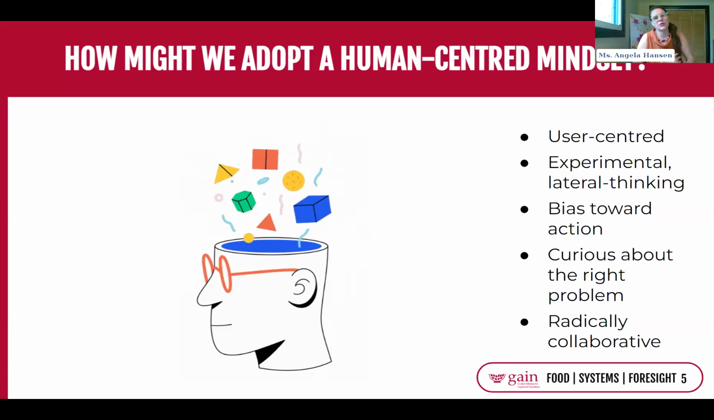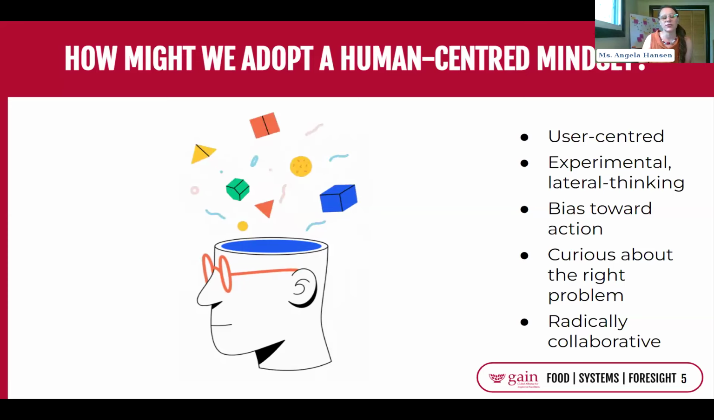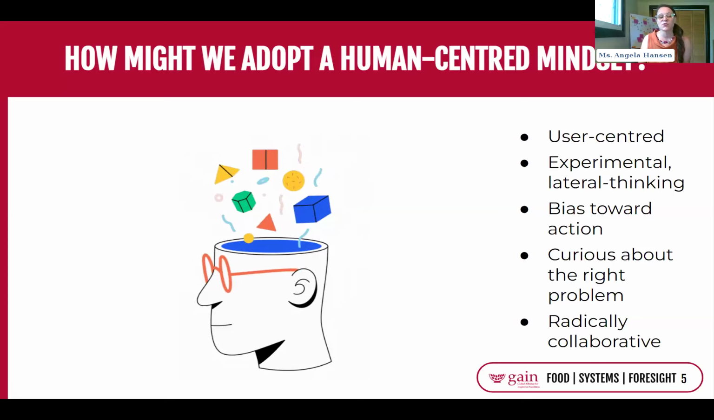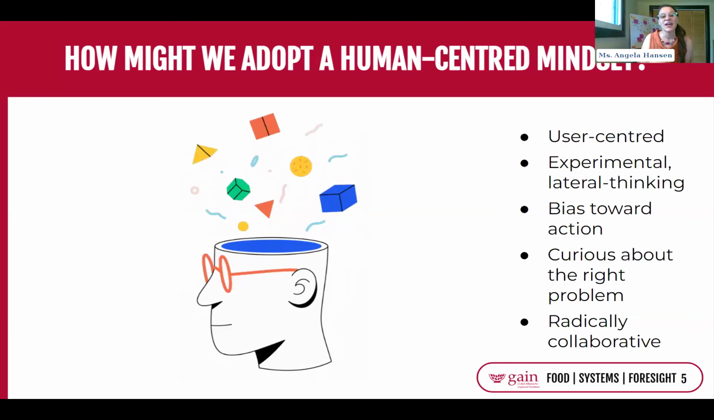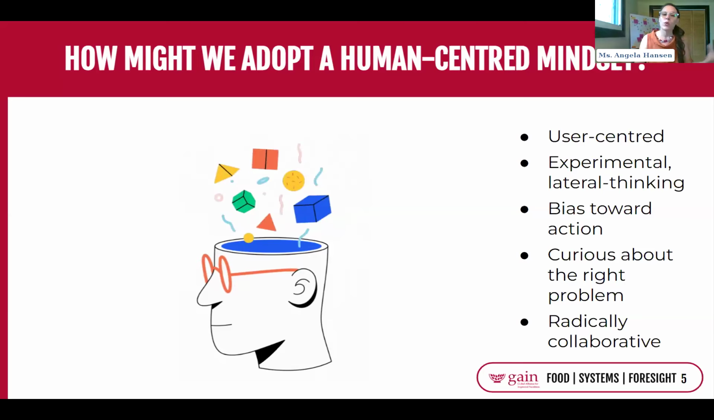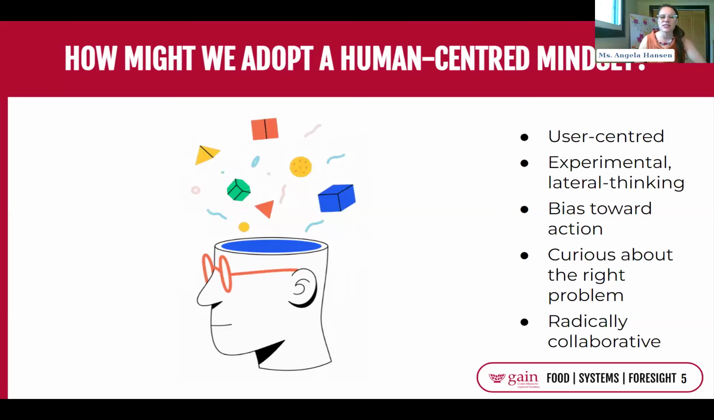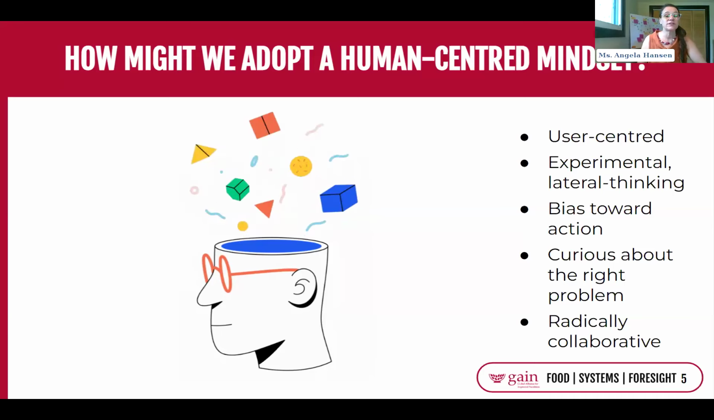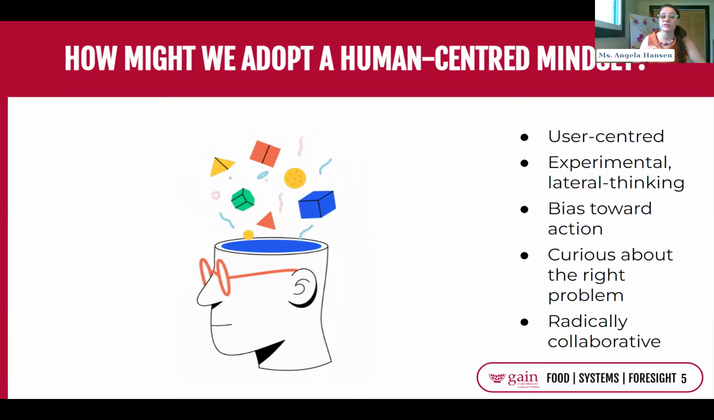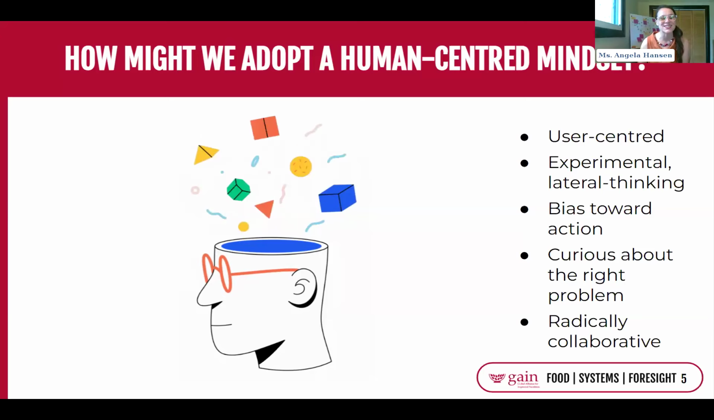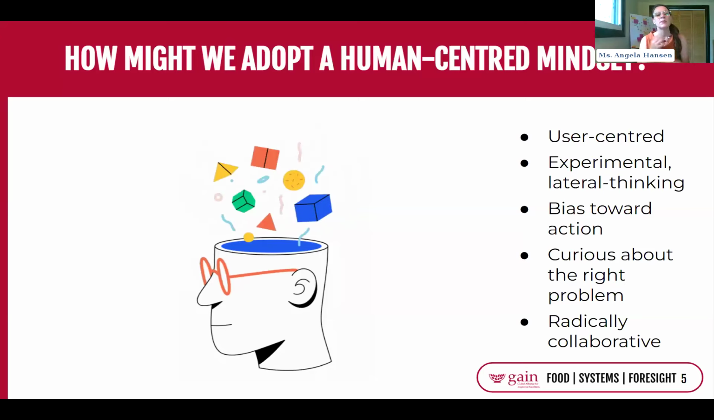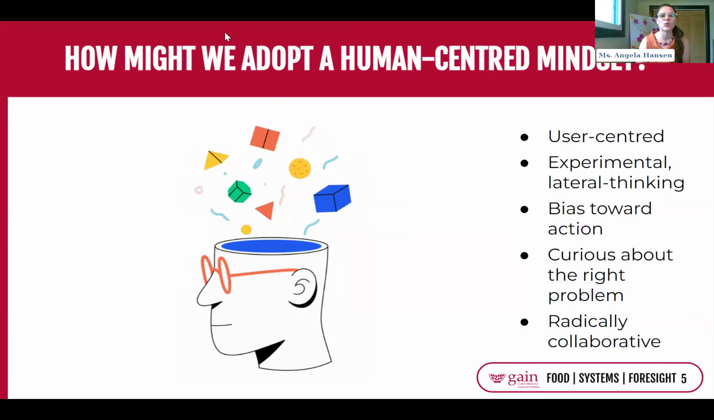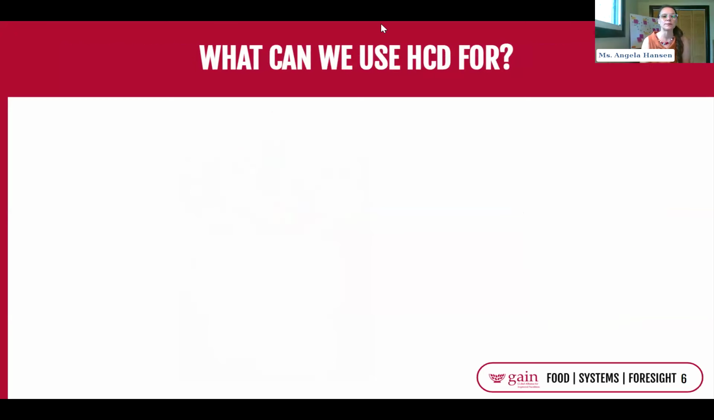And also, and this is essential and really one of the driving forces behind food systems foresight, human-centered design is radically collaborative. We are calling in and crowding in lots of voices and lots of perspectives. We're hearing from government, business, civil society, geographers, business majors, nutritionists, and scientists of all kinds. But really that collaboration is what makes human-centered design work.